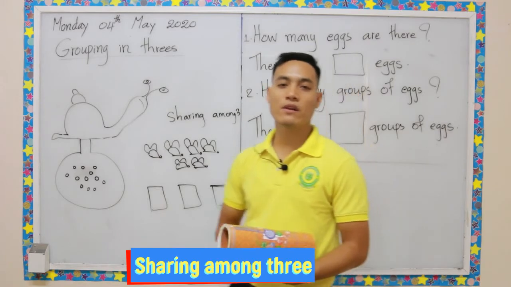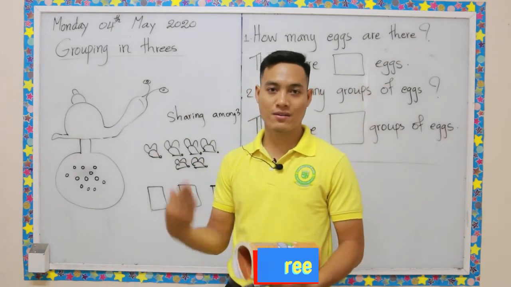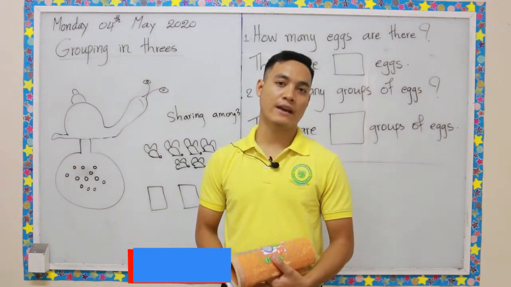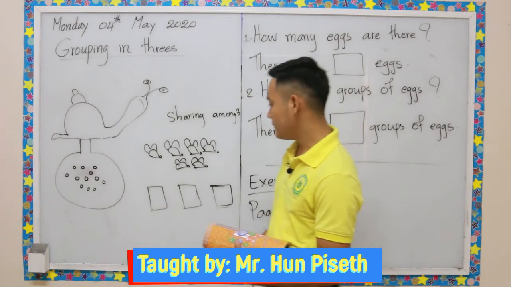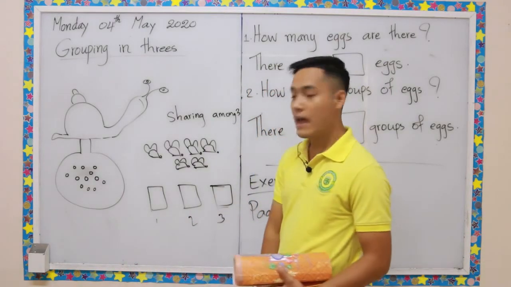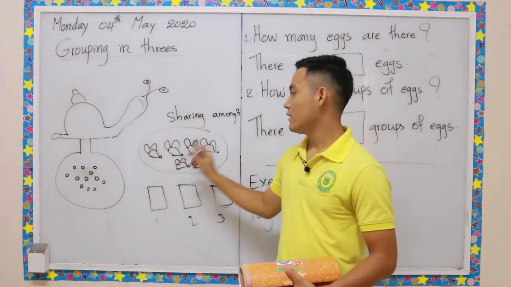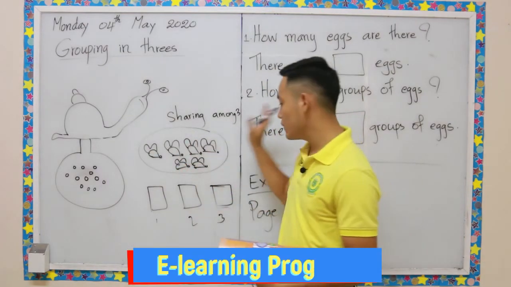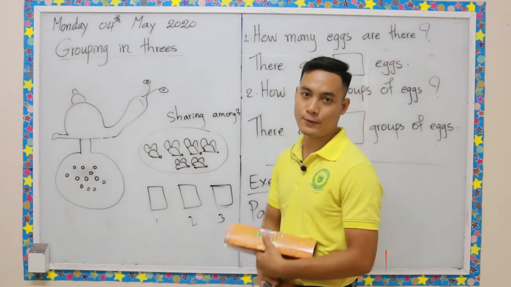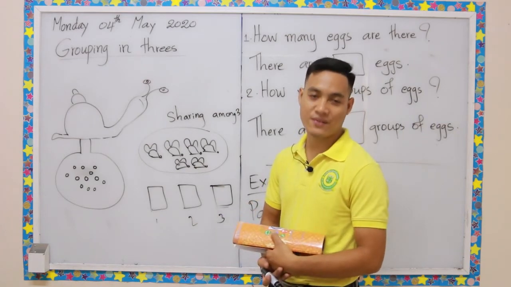So sharing among 3 refers to the way that you share things with 3 people, or 3 groups, okay? So here there are 3 boxes, like box 1, box 2, and box 3. And over here we have flies, but I don't know how many flies. But you need to share the flies to 3 groups, or to 3 people. So this means sharing among 3.